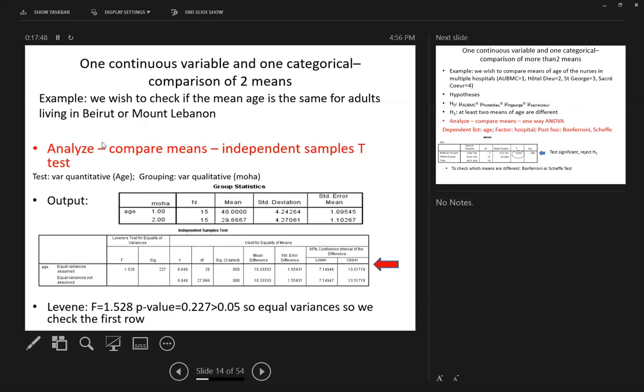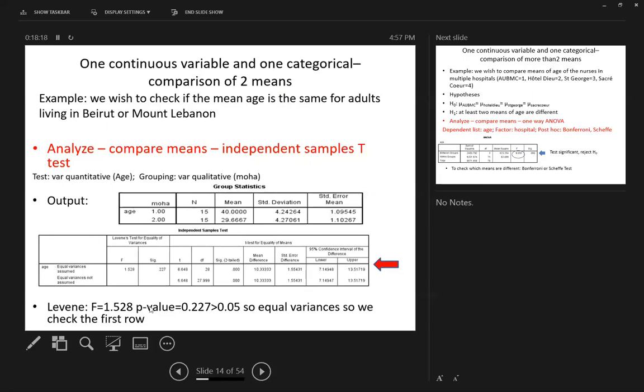Again, comparing means gives me first a descriptive table, which tells me that the mean age in the first muhafaza is 40 with a 4.2 standard deviation, and the mean age for the second muhafaza is 29.67 with a standard deviation of 4.27. It looks like in muhafaza 1, people are older. Let's see, is it statistically significant?